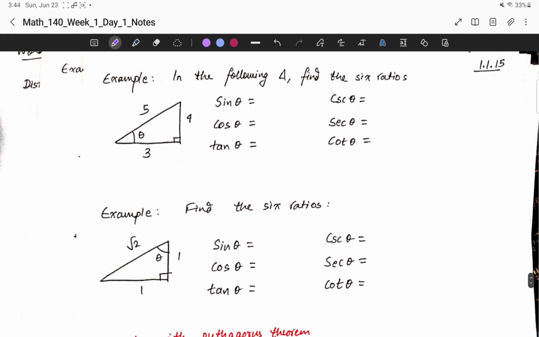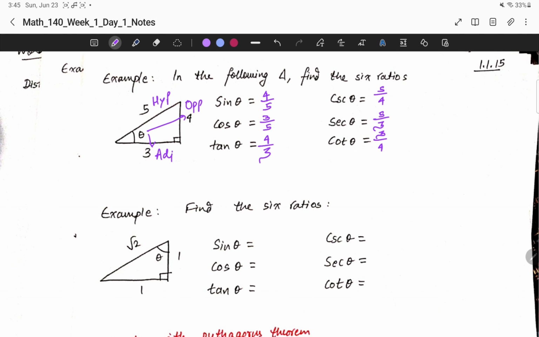Let's look at an example. In the following triangle, find the 6 ratios. Okay, so that's my angle. So that is opposite, that is adjacent, and that is hypotenuse. So sine is opposite over hypotenuse, so 4 over 5. Cosine is adjacent over hypotenuse, and tangent is opposite over adjacent. And then these ratios are just reciprocals. Cosecant is a reciprocal of sine, so it's 5/4. Secant is a reciprocal of cosine, so it's 5/3. And cotangent is a reciprocal of tangent, so it's 3/4.